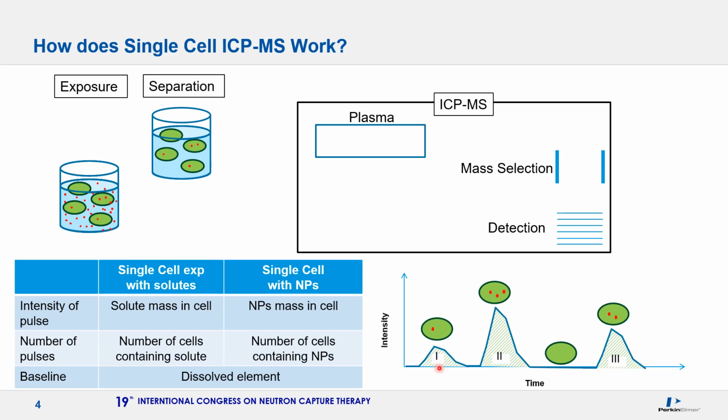However, those cells which do contain the target element will be measured as individual transient peaks. The intensity of the pulse is related to the mass of the target element in the cell. That corresponds to the uptake of the small molecular drug when we are doing solute experiments, or to the number of nanoparticles in the cell if you do nanoparticle experiments. The number of pulses is also important because it is related to the number of cells which contain the target element. The baseline gives an indication of the dissolved background of that target element.